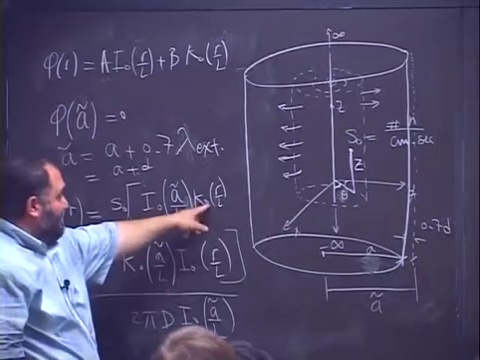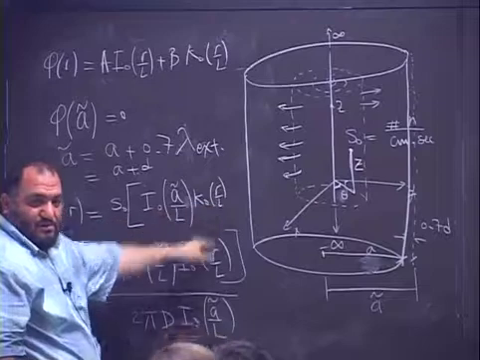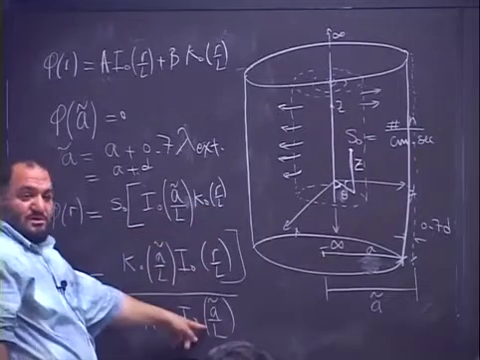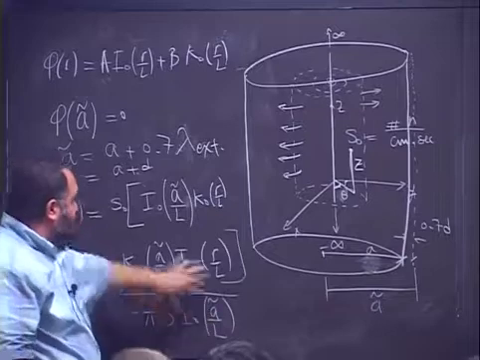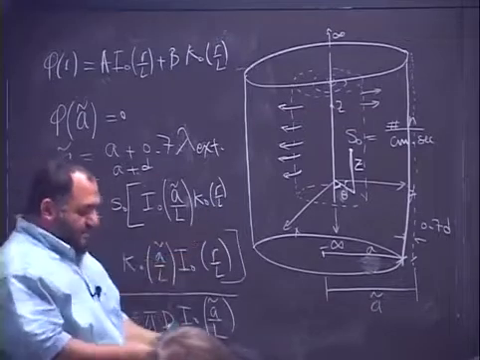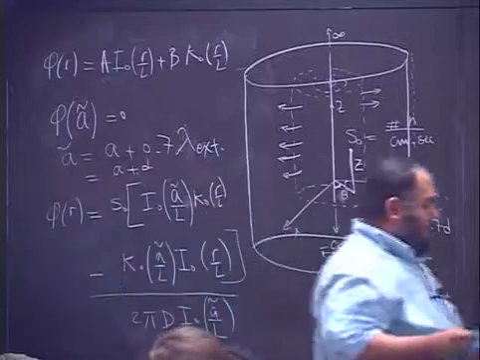But this is the variable. K naught of R over L and I naught of R over L. And this is also a constant. This is constant. So this is constant, this is constant, this is constant. Those are the two variable functions here.